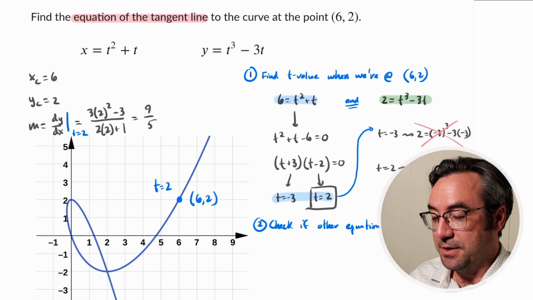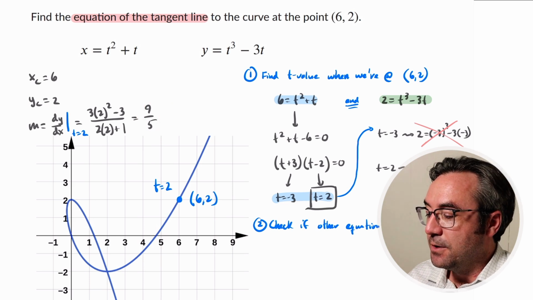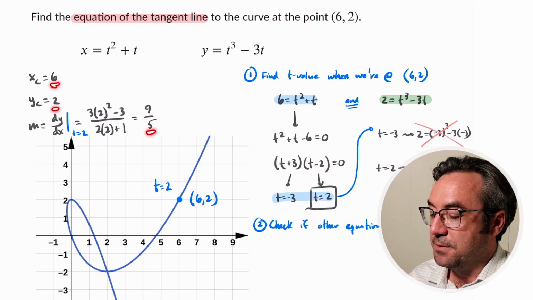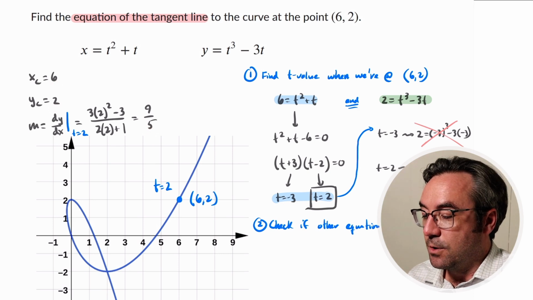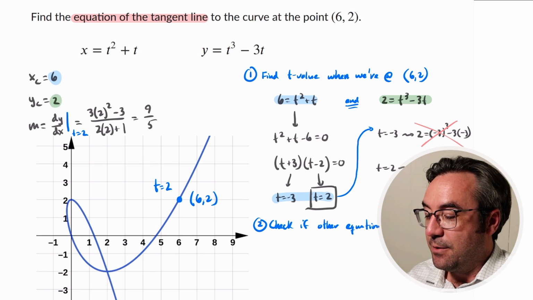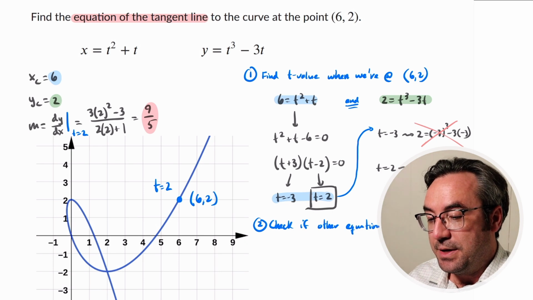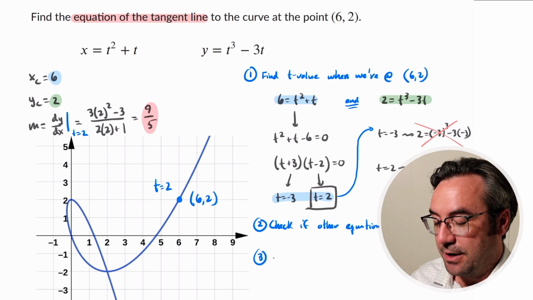All right, so we're good. We've evaluated our derivative, so now we have our slope. So we have all the ingredients now. We've got our x-coordinate is 6, we've got our y-coordinate is 2, and we've got the slope of our tangent line is 9/5. So now we're ready to do our line equation.